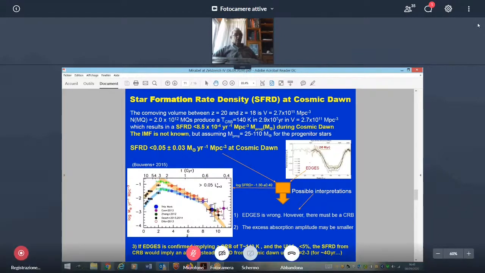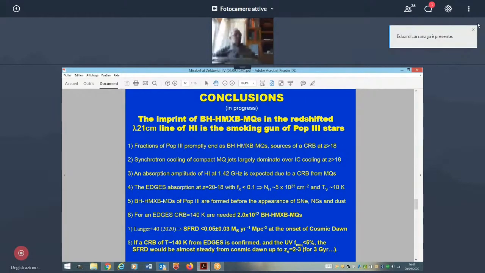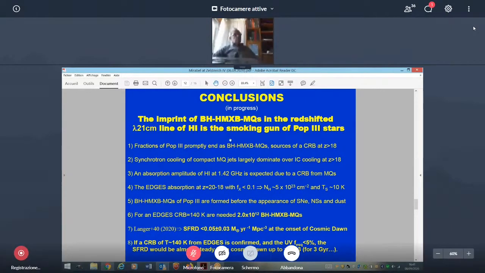So there are many conclusions, but the most important is that the imprint of black hole high mass X-ray binary microquasars in the redshifted 21 centimeter line of atomic hydrogen is the smoking gun of population three stars, and nowadays might be the principal way to get some knowledge about cosmic dawn. I think I should leave here because I have just 5 minutes.